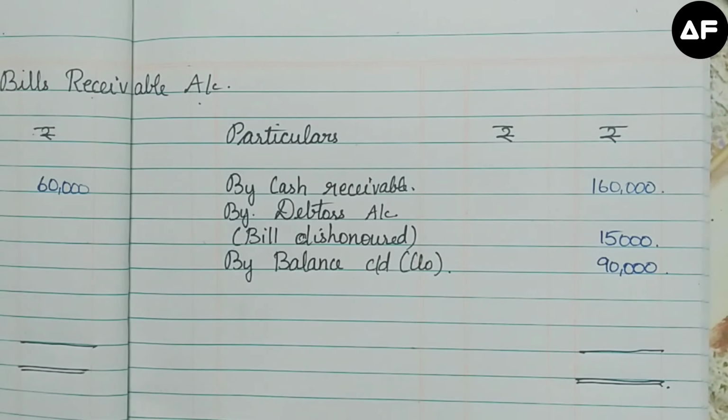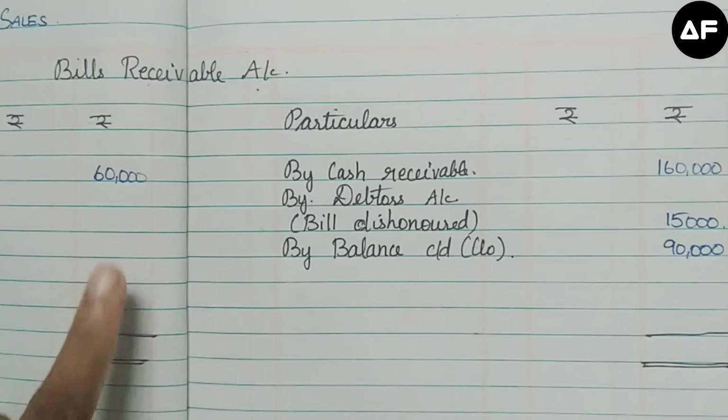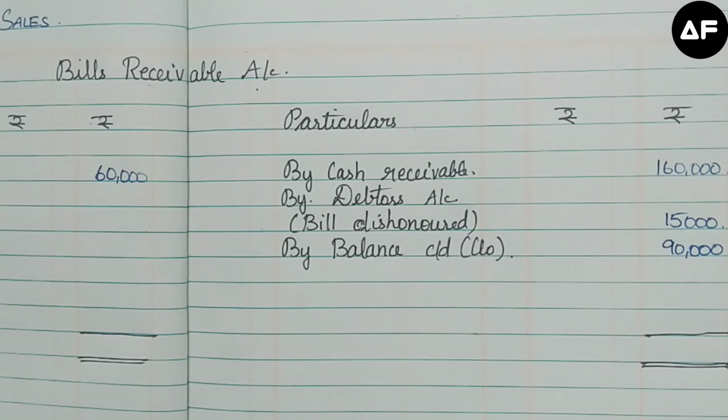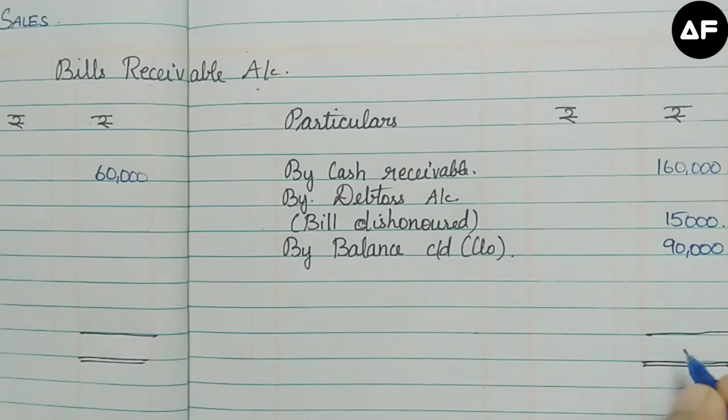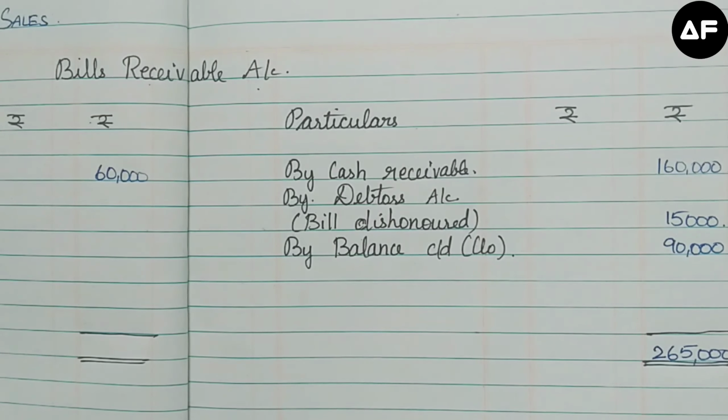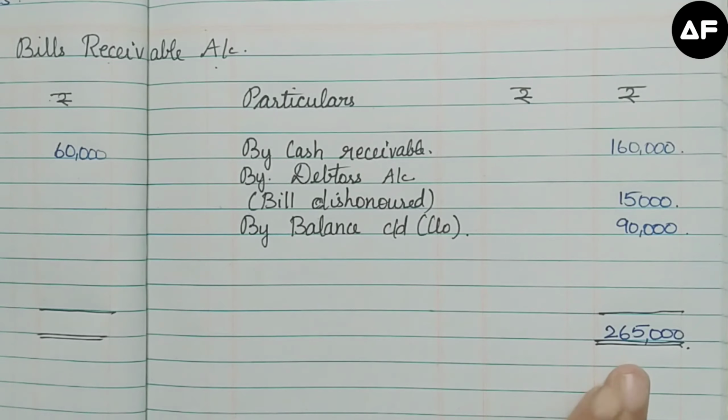So our next step is to take our pencils and get the total. So my debit side has only 60,000. So when I total up my credit side, I get a total of 2,65,000. So that is going to be my greatest total. So I write that as my grand total on both the sides.